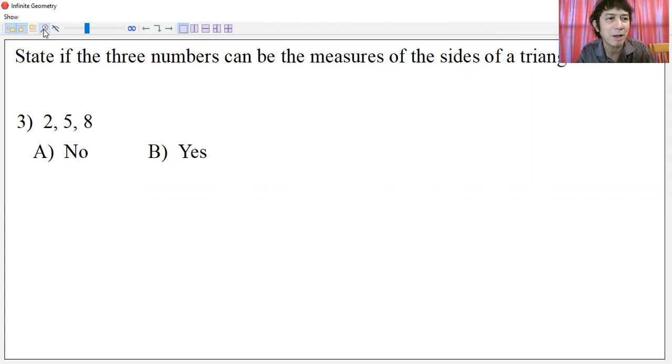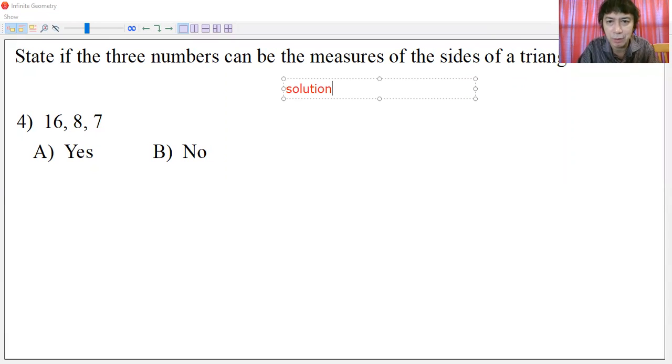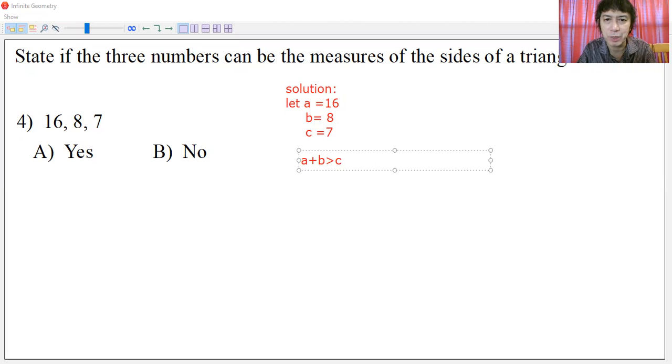Let's have number 4. Here comes number 4. State if the 3 numbers can be the measures of the sides of a triangle. For our solution, we let A be equal to 16, B equal to 8, and C equal to 7. Then find out using the following tests. A plus B greater than C. Is 16 plus 8 greater than 7? Obviously, that's true.